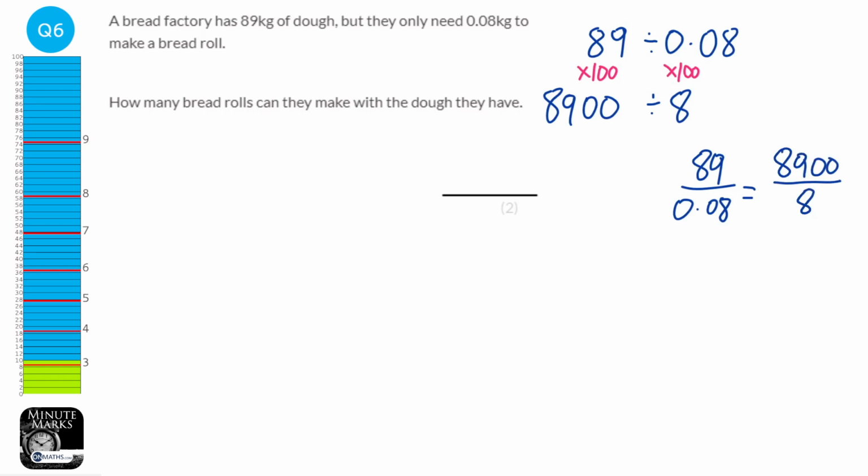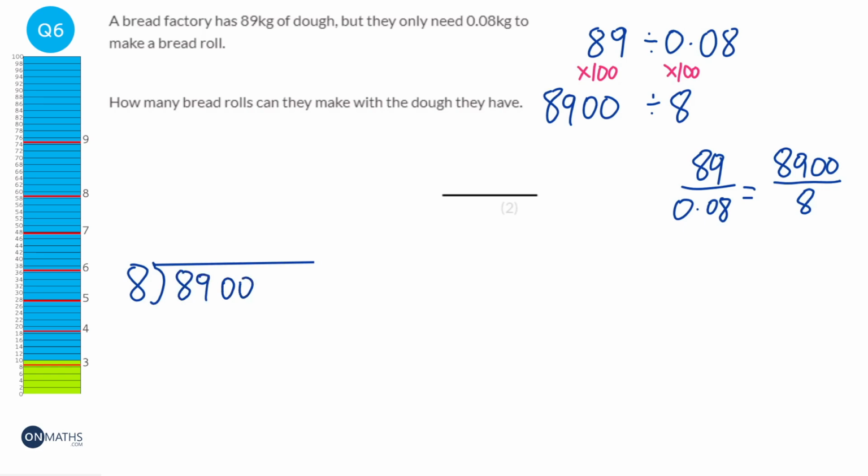So now we can do the bus stop method. So 8 on the outside, and in fact I might use a straighter line here. There we are. And we've got 8,900 on the inside. So 8 into 8 goes 1, 8 into 9 goes 1, remainder 1, 8 into 10 goes 2, remainder 2, and 8 into 20 goes 2, remainder 4, and 8 into 40 goes 5.